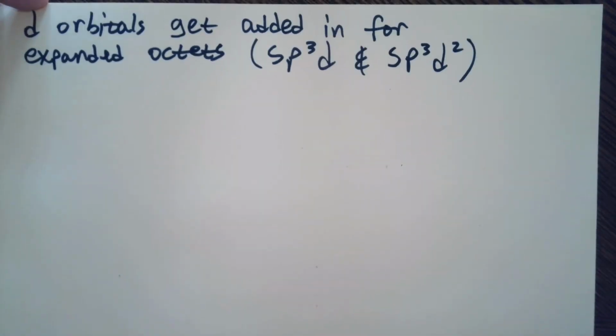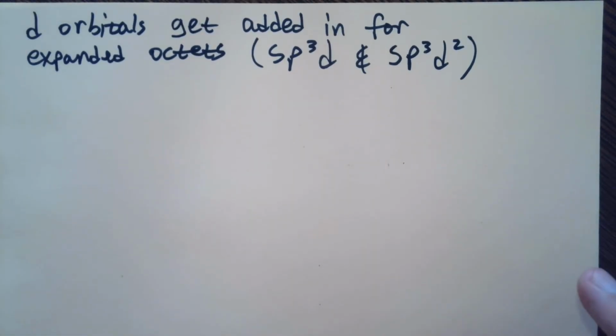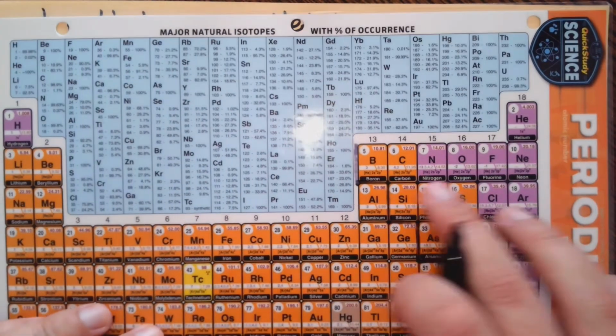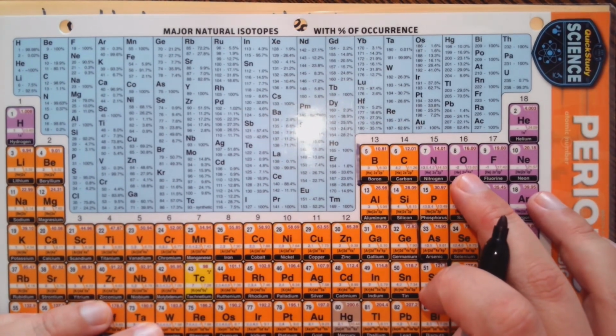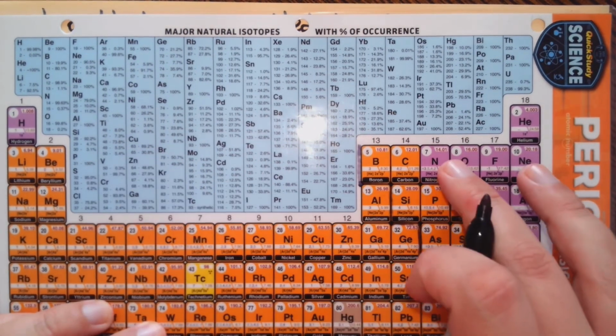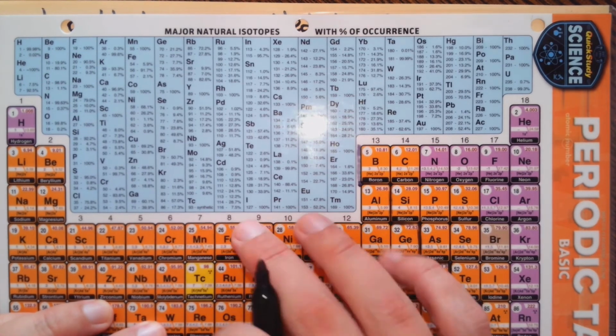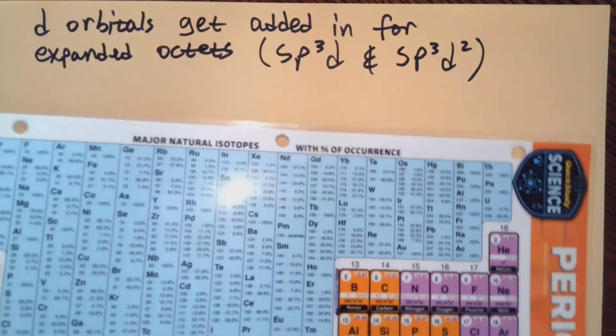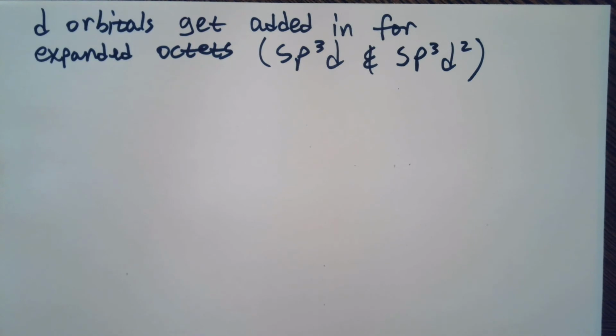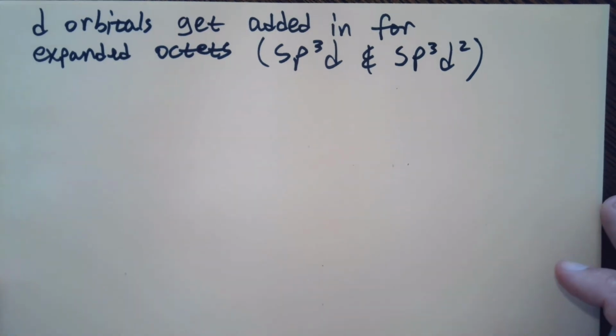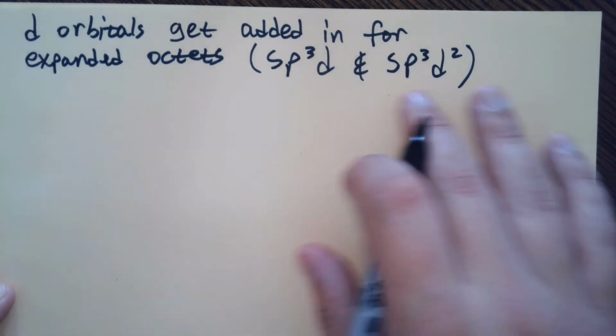And so that's why you don't see those expanded octets in the second row. If you look at, say, oxygen, n equals 2, so it can have s orbitals, it can have p orbitals, it can't have any d orbitals. There's no d orbitals accessible at that quantum number. There is no room at the address. So you only see these expanded octets in the third row and beyond. So it's another explanation for something we've already talked about.